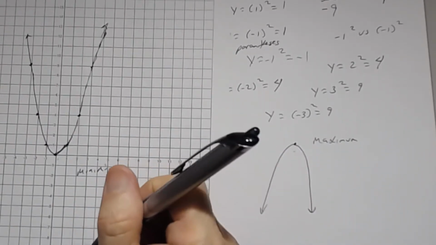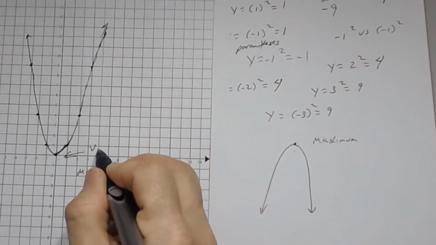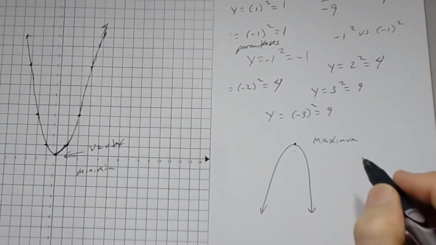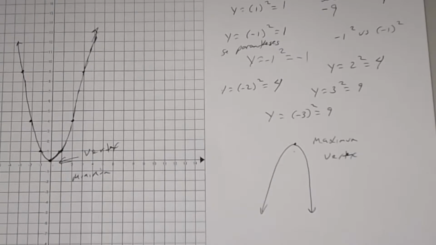But the minimum and/or the maximum is called the vertex. So that's your vertex. So these are vertices. The lowest point on the parabola or the highest point on the parabola is called the vertex.